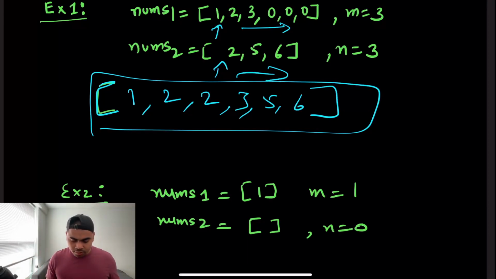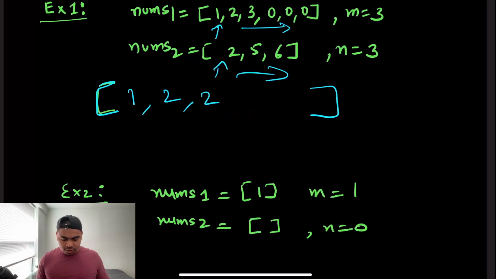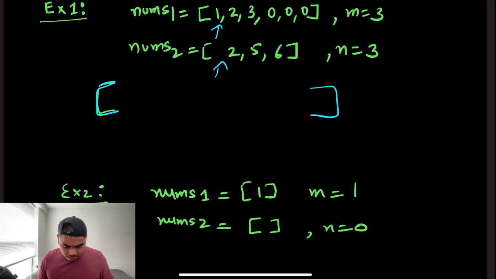What we really want to do is modify nums1 so that it accommodates all the nums2 values, and in the end it's just nums1 containing nums2 values and nums1 values, but both in sorted order.